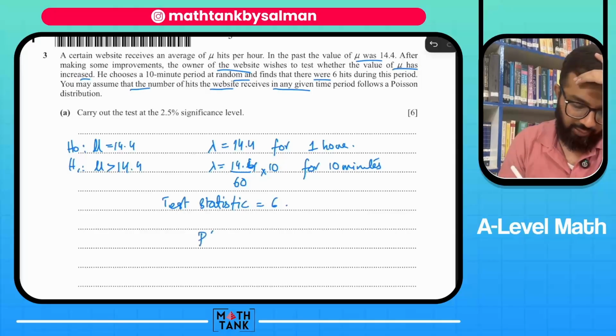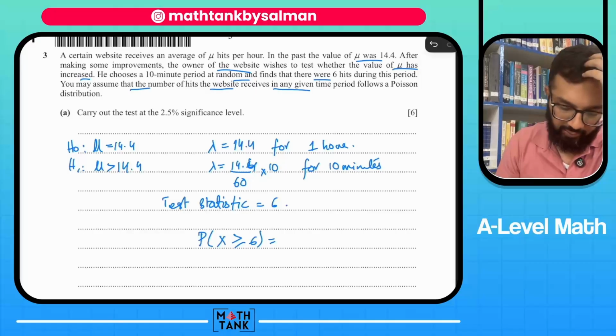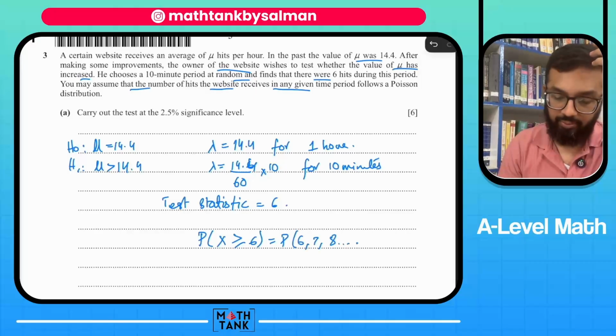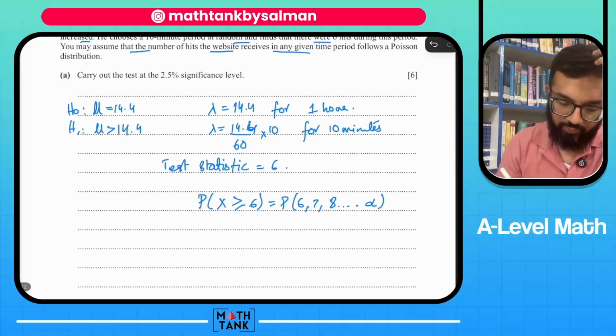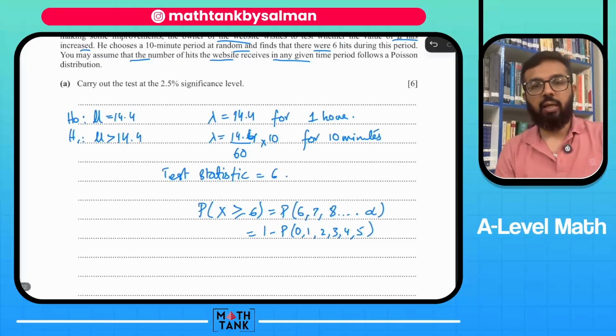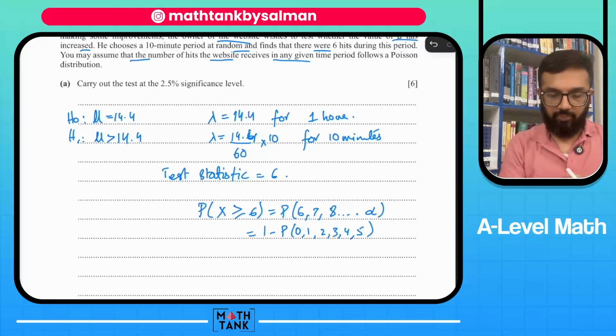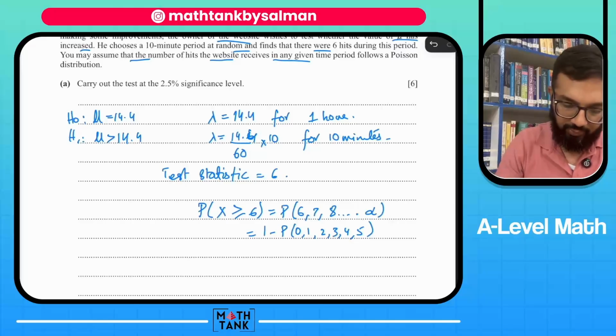So I'm going to calculate probability of x greater than or equal to 6. Now, greater than or equal to 6 means 6, 7, 8, 9 up till infinity. So I'm going to subtract 1 minus probability of 0, 1, 2, 3, 4, 5. Okay, what is my lambda? Let's calculate that. So 14.4 divided by 60 multiplied by 10. I'm getting 2.4. The lambda is 2.4.